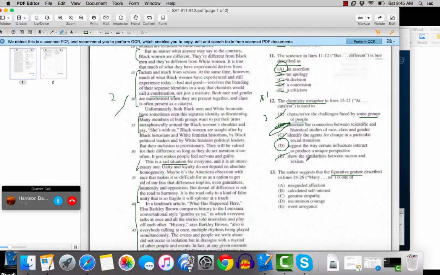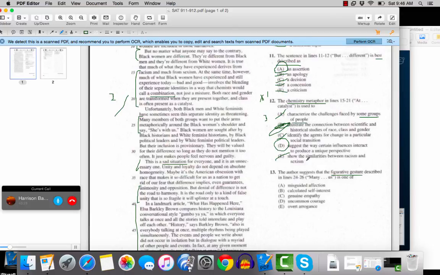Do you see the difference? We're not looking for what is the gesture. We're looking for how we describe that gesture. So the difference is, what the gesture is would be like shrugging shoulders. How the gesture would be described would be like a gesture of uncertainty.